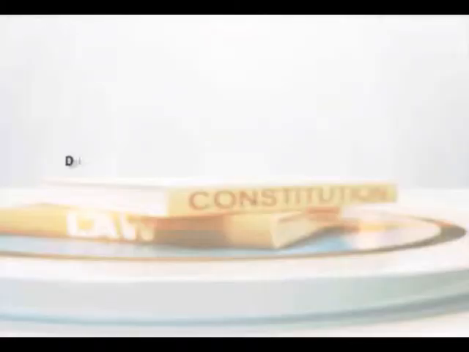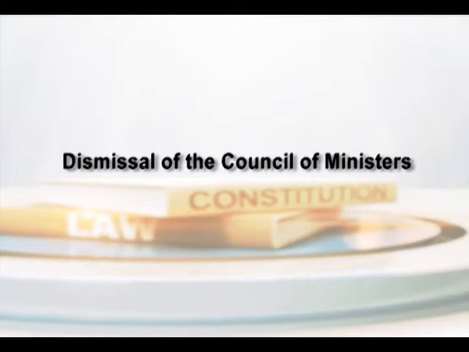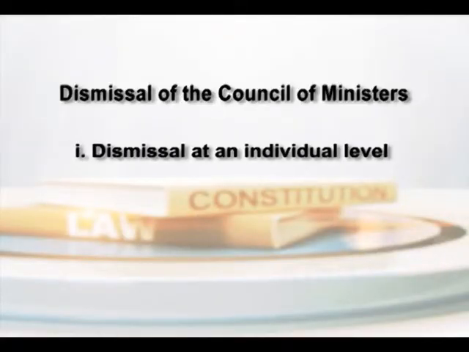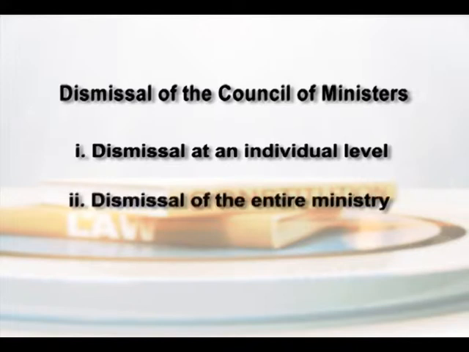Apart from the tenure, now let us see how the Council of Ministers can be dismissed from the state administration. Generally speaking, dismissal of the Council of Ministers can be viewed from two perspectives. At the first instance, it can be viewed from the dismissal of the individual minister concerned, and the second instance, dismissal of ministry can be viewed from the dismissal of the entire ministry altogether.